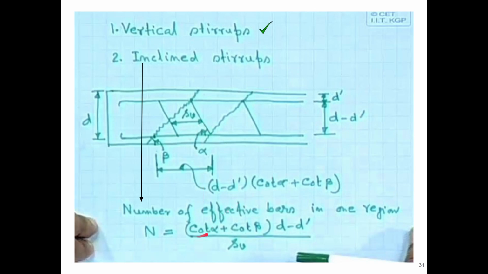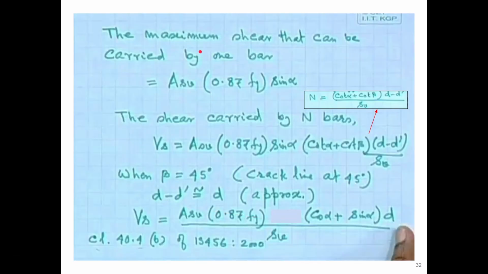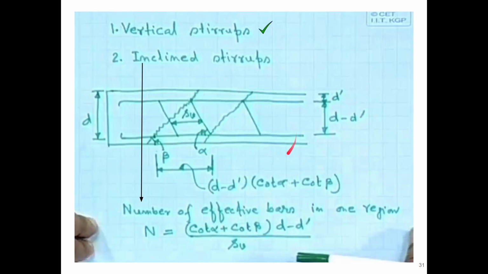Therefore the number of effective bars in one region, n, is equal to cot alpha plus cot beta into d minus d prime by sb. The maximum shear that can be carried by one bar will be ASV into 0.87 Fy. Here one more term comes, which is sine alpha, because the bar is at an angle. Vertically, if you see, it will be lesser, so it will be this into sine alpha basically.